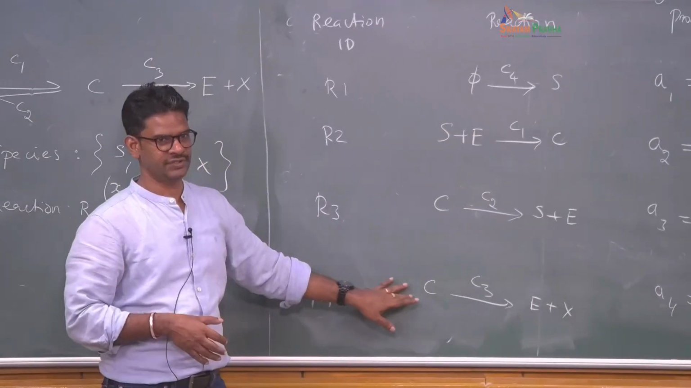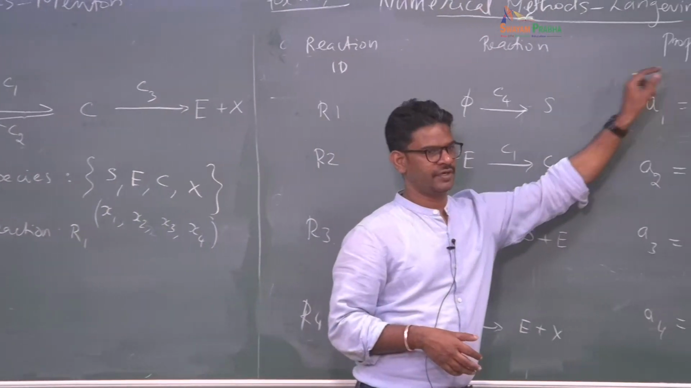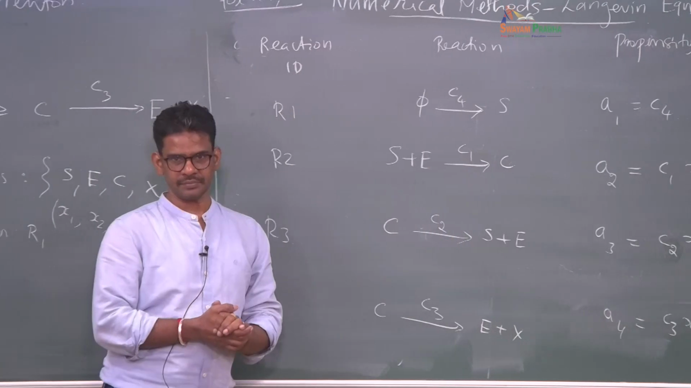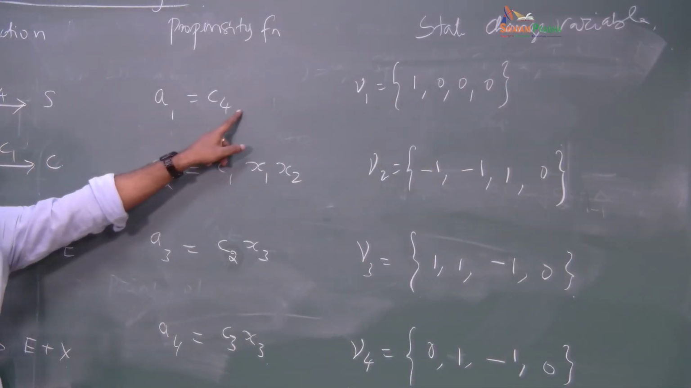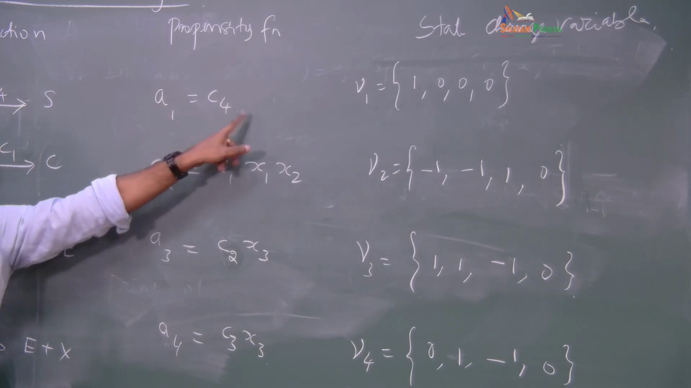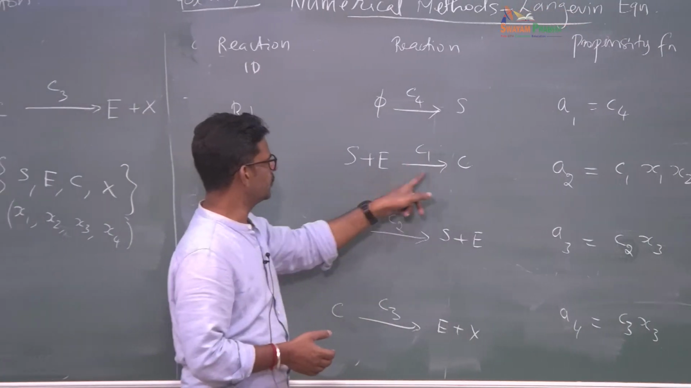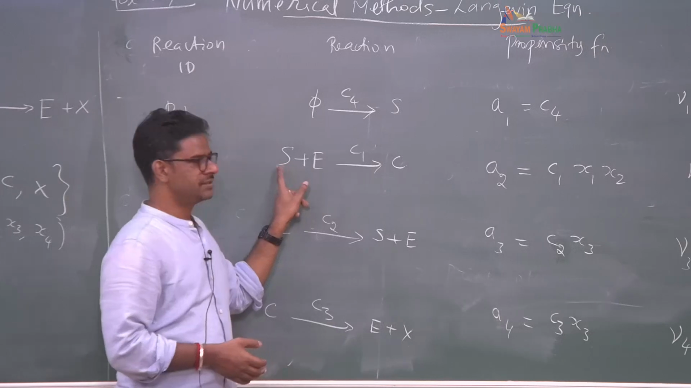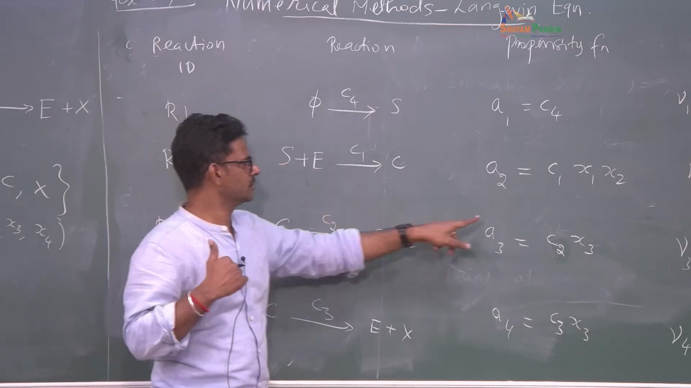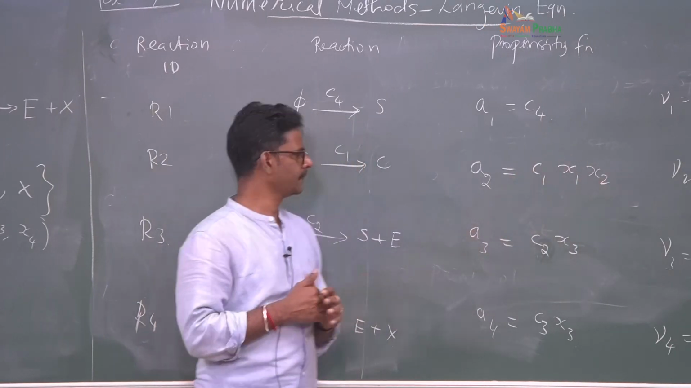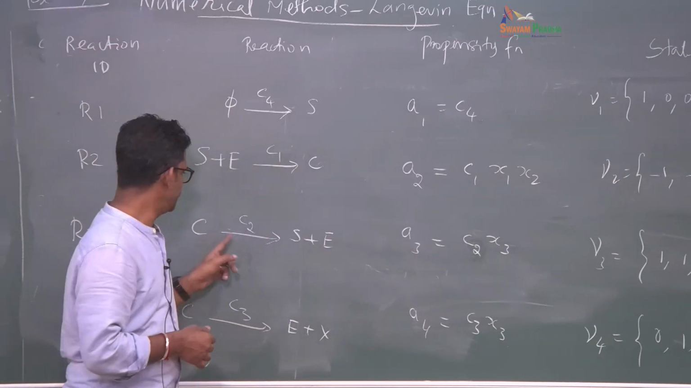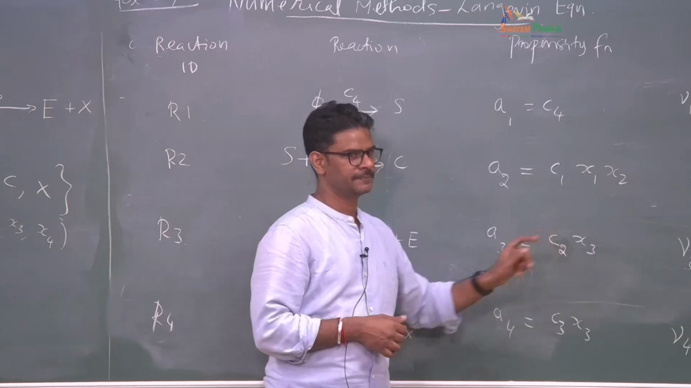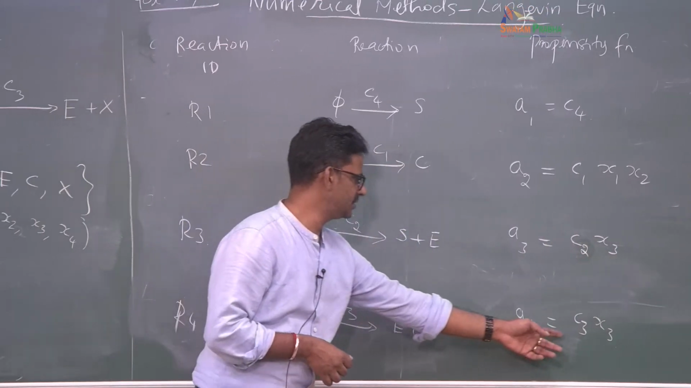For each of these reactions, I write the propensity function, assuming they are all elementary reactions. So this is a 0th order reaction, so A1 is just C4. This one becomes C1, this is denoted by x1, and this is by x2. So you have C1 times x1 x2. And for the reverse reaction, A3 is C2 times x3. And the last one is C3 times x3.